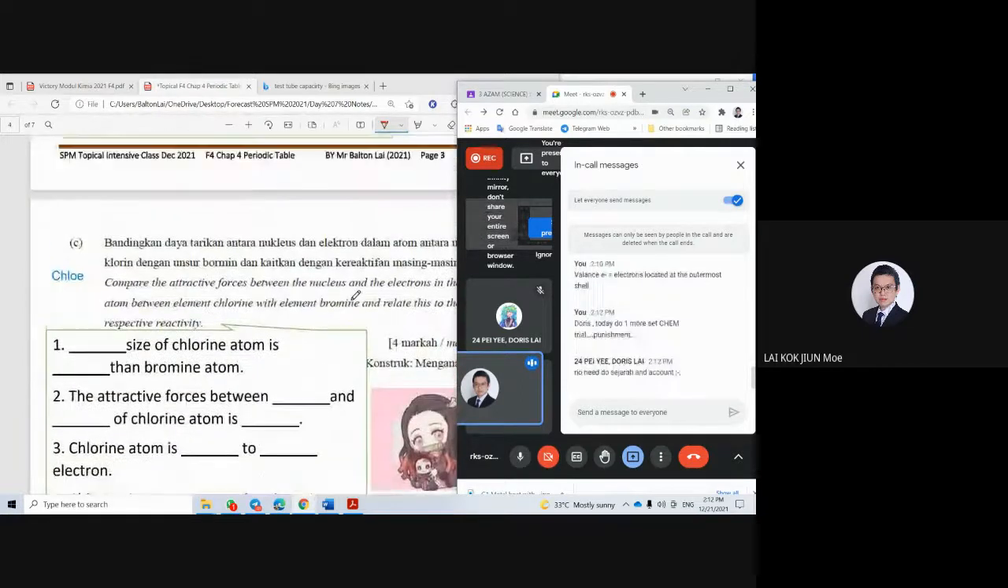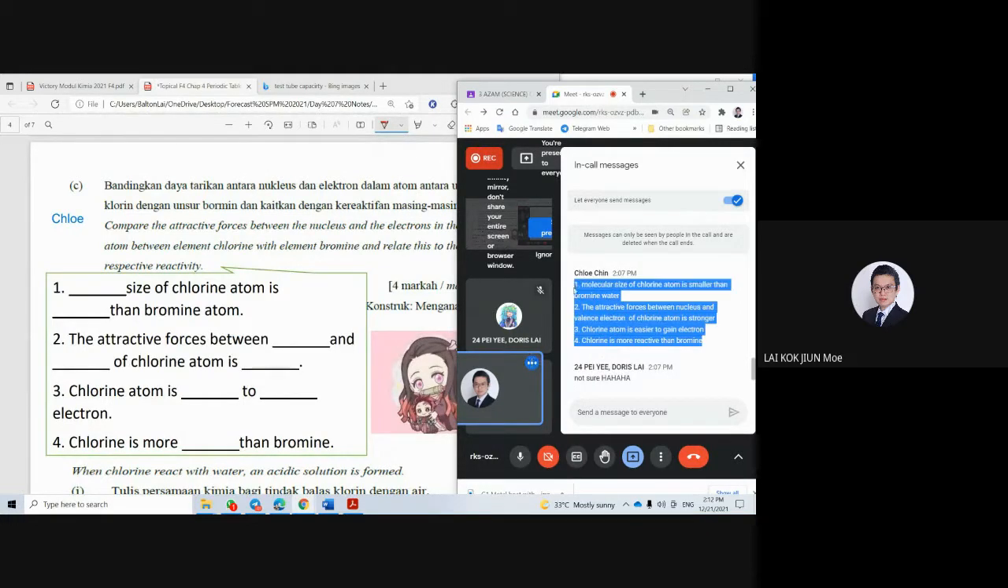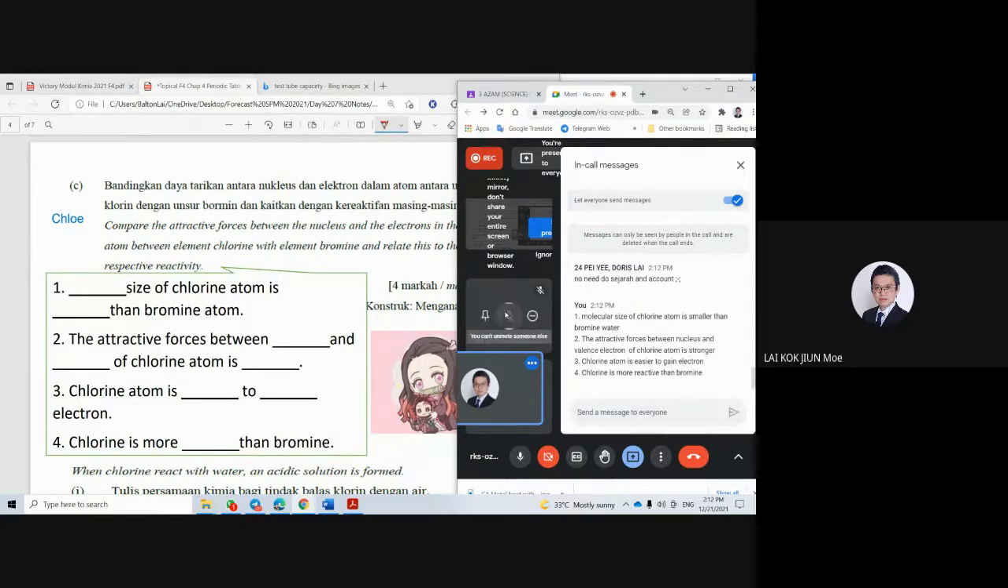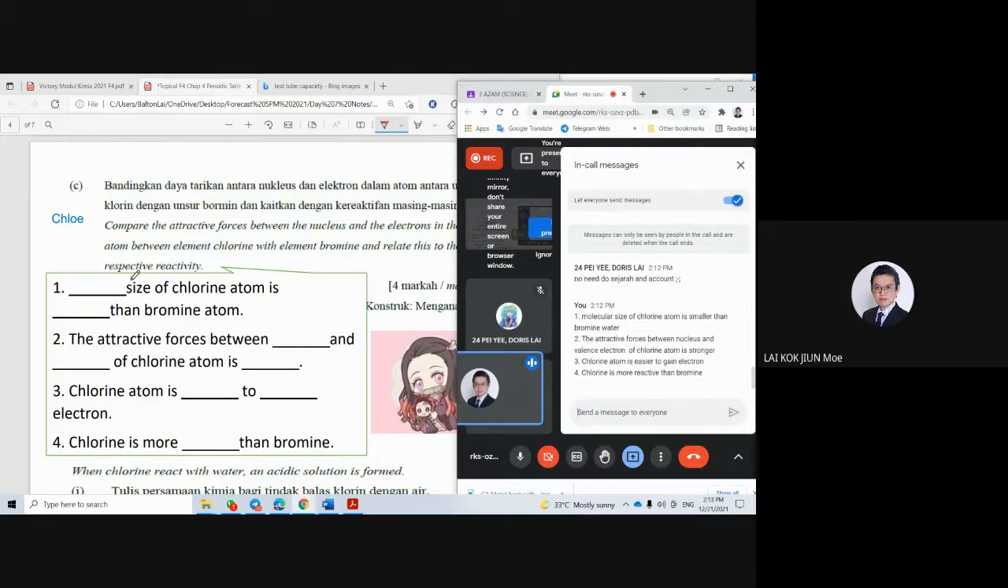Chloe, now you have to be careful also, Chloe. Maybe yours also got a lot of traps. Chloe, answer finalized. You want to change anything, Chloe? No need to do sejarah and account already. Yes lah, because in chemistry you got so many mistakes already, so you have to do more already.